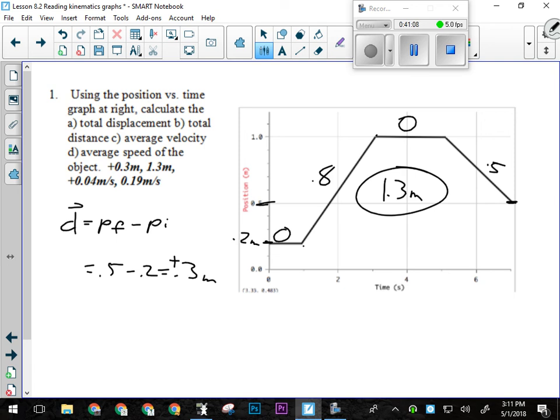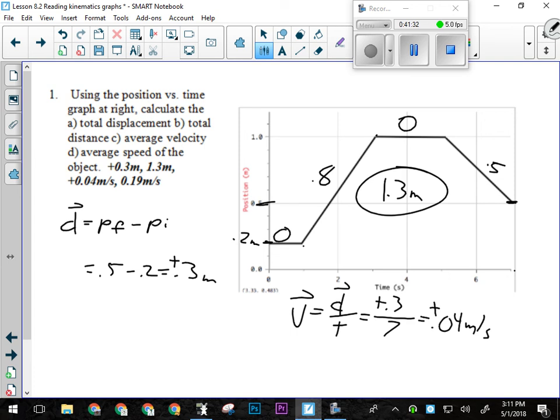Okay, if I want to find the average velocity, okay, average velocity is displacement divided by time. I already calculated the displacement. It's positive 0.3. Okay, divide that by the total time, which looks to be 7 seconds. Okay, and that'll give us our 0.04 meters per second. And it's positive, okay, because it's a vector quantity.